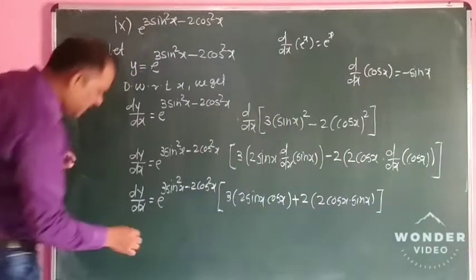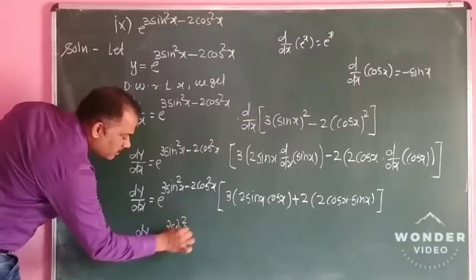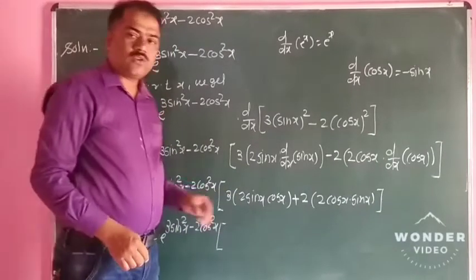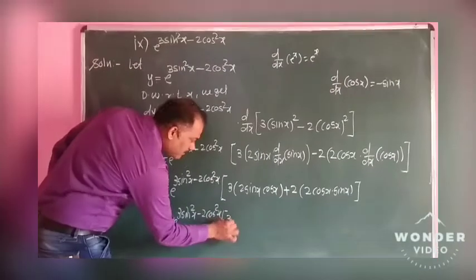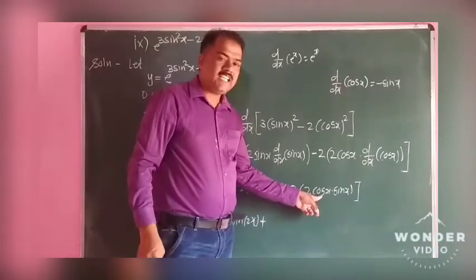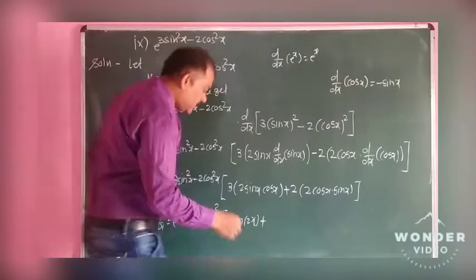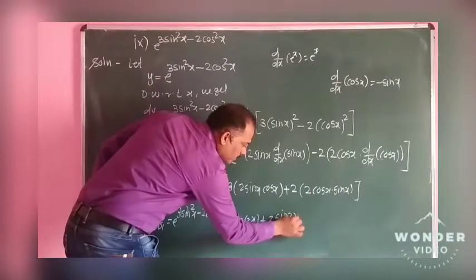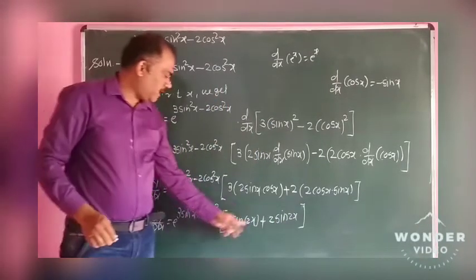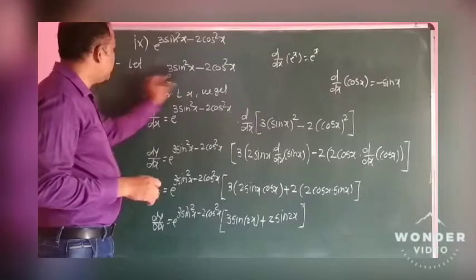Okay, what do we get? dy by dx is equal to e raised to 3 times sin square x minus 2 times cos square x into 2 times sin x into cos x, we know that is sin 2x, that is 3 times sin 2x plus 2 times cos x into sin x, it is nothing but 2 times sin x into cos x, its value is sin 2x, that is 2 times sin 2x.